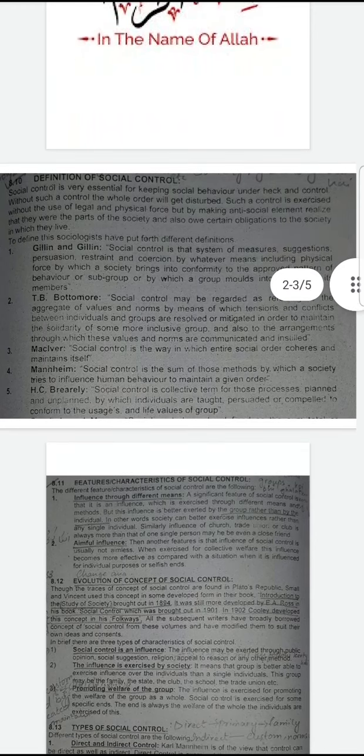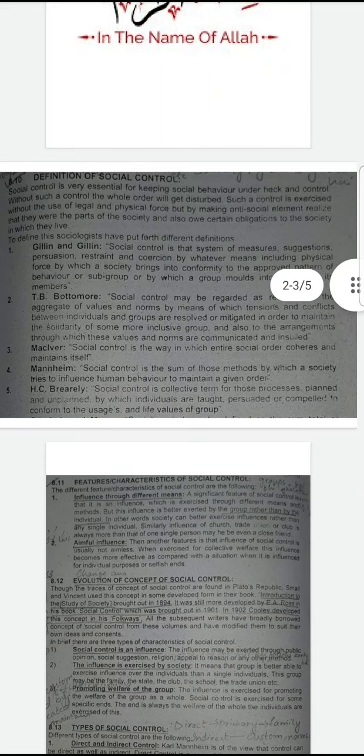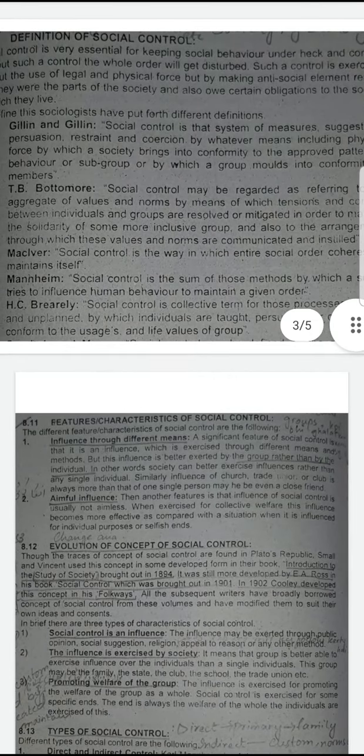Next we discuss the features and characteristics of social control. There are two main characteristics of social control which are given below. The first is influence through different means. A significant feature of social control is that it is an influence which is exercised through different means and methods, but this influence is better exerted by the group rather than by the individual.